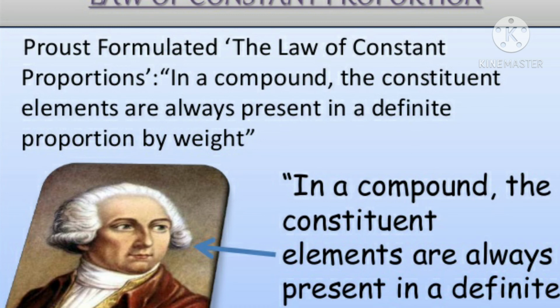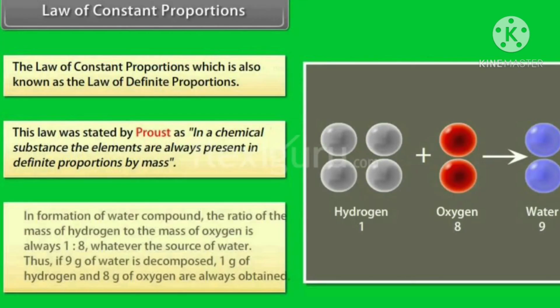This means that the relative proportion of elements in a compound is independent of the source or method of preparation. That means whether it is obtained as a synthetic sample or a natural sample, a compound always has the composition percentage of the elements present in it in a fixed ratio. This is called the law of constant proportions.